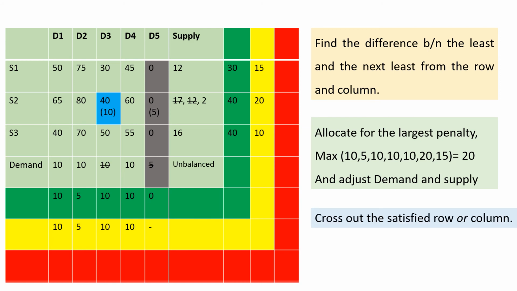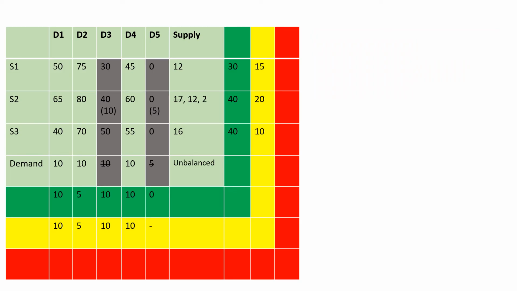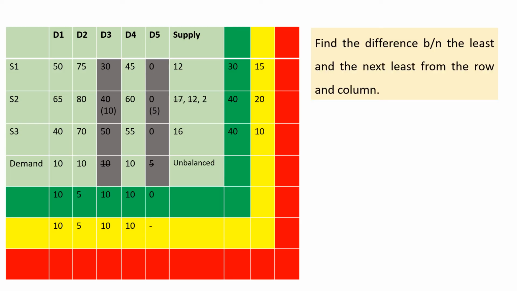When we cross out the satisfied row or column, we have to cancel out the D3 column. So we remain with these 3 columns. From these 3 columns, we have to again repeat the steps. So let's take the difference between the least and the next least. So from here 45 is the least and the next least is 50. So we have to write here 5, the difference, and from here 60 is the least and 65 is the next least. So we have to write 5, the difference, and the least is 40 and the next least is 55, and their difference is written on the red, that is 15.